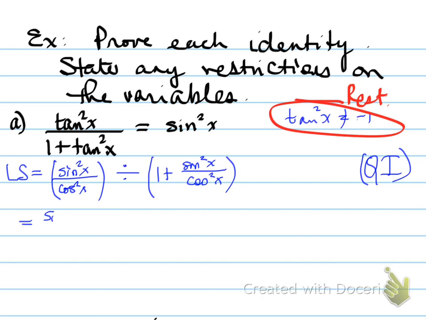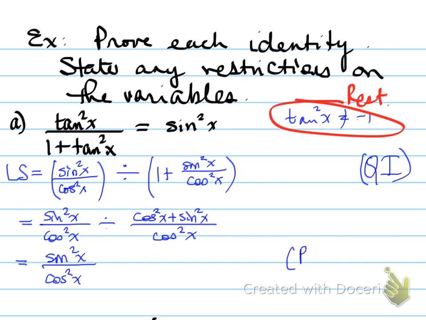So we set it up as sine squared x over cos squared x divided by cos squared x plus sine squared x over cos squared x. Now, here comes the question. Do you see what I see? Looking here, hopefully you see that this is an identity in itself. So let's convert this to multiplication and flip. Sine squared x over cos squared x times, now flip it over, cos squared x over 1, using PI. Remember that cos squared x plus sine squared x is 1.